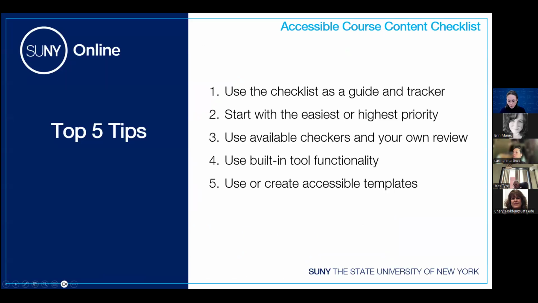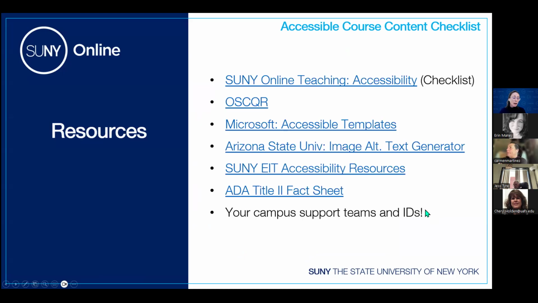Okay, so here are some additional resources. We have the checklist as an optional resource to help with course design, although it does incorporate some accessibility standards too, or practices. The templates that I just showed you, the Arizona State alt text generator, which I think somebody added in there as well, SUNY EIT accessibility resources, the ADA Title II fact sheet, and your campus support teams and IDs are valuable resources.